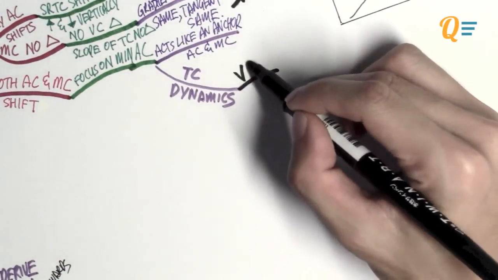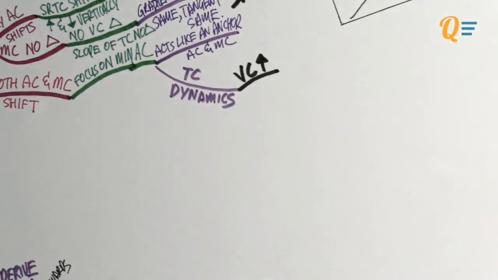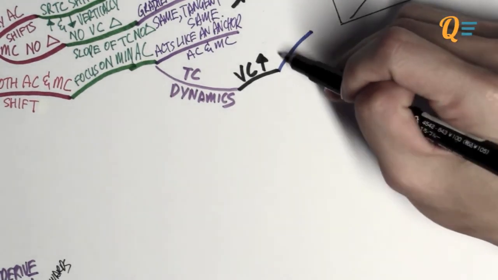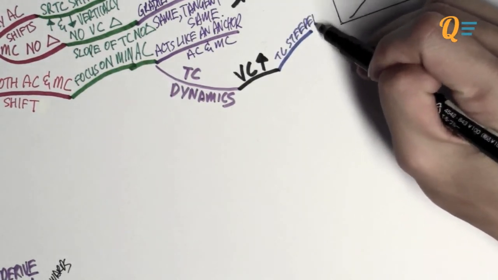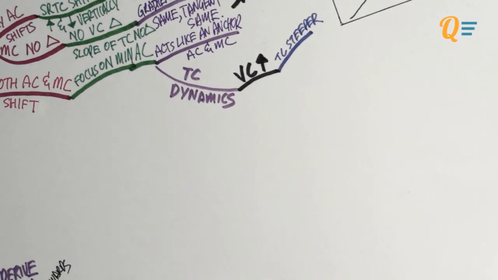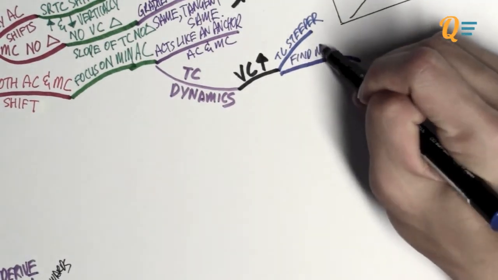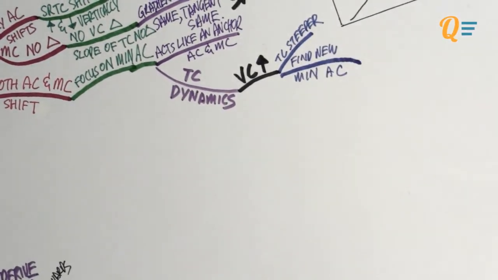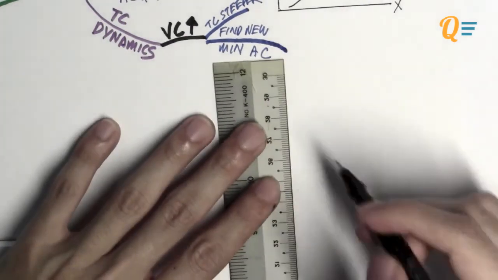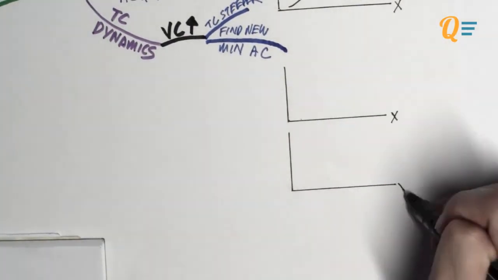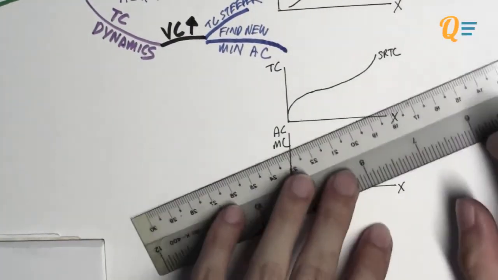We've learned in the previous videos that when there's an increase in fixed cost, what you will get is a steeper total cost curve, right? And what you need to do after your total cost curve has become steeper is to simply find the new minimum average cost. Since we're talking about the total cost curves along with our marginal cost curves, we're going to need two sets of axes.